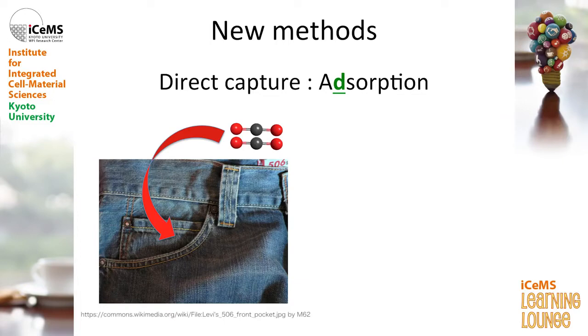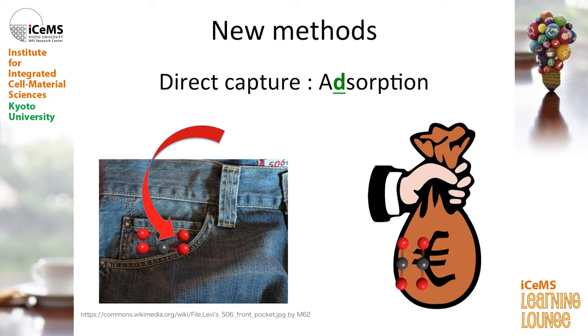And this is why people are now interested in finding new methods with much milder conditions, and these are called adsorption methods. In this case, we're not dealing with a chemical transformation of carbon dioxide, but direct trapping into a material, like you would trap carbon dioxide in your pocket, and then afterwards you can transport it and store it in a very safe way. Of course, from this picture, and because carbon dioxide is a gas molecule, you can easily think that this is not going to happen in your pocket. So researchers have been focusing on developing materials that can actually efficiently trap carbon dioxide.